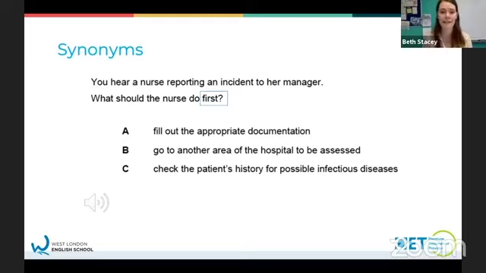And the reason that this is a detailed question is because it is what should the nurse do first? So we need to be listening out for something like primary or to begin or straight away, immediately, some kind of synonyms that is going to help us with what should the nurse do first. So let's have a listen.